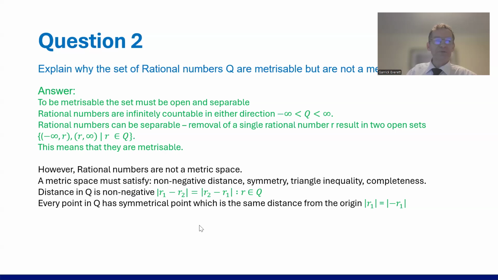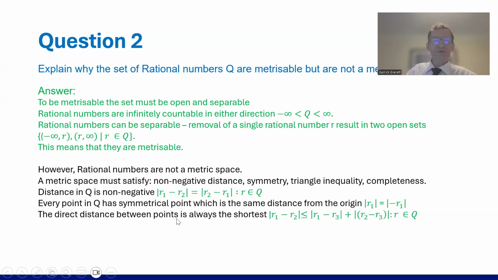Next one is triangle. So the direct distance between points is always the shortest. In other words, the absolute value of R1 minus R2 is going to be less than or equal to the absolute value of R1 minus R3 plus the absolute value of R2 minus R3, where R, again, I should have written Rn, is an element of Q. So this direct distance is going to be shorter or equal to going through a third point. So we know that's true.